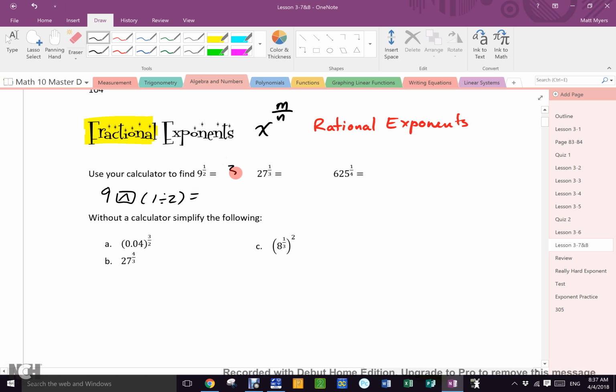3. Now do the same thing here. 27, exponent button, bracket 1 divided by 3. Tell me what you get. 3. Now do the same thing here. 625, exponent button, bracket 1 divided by 4. And what do you get?